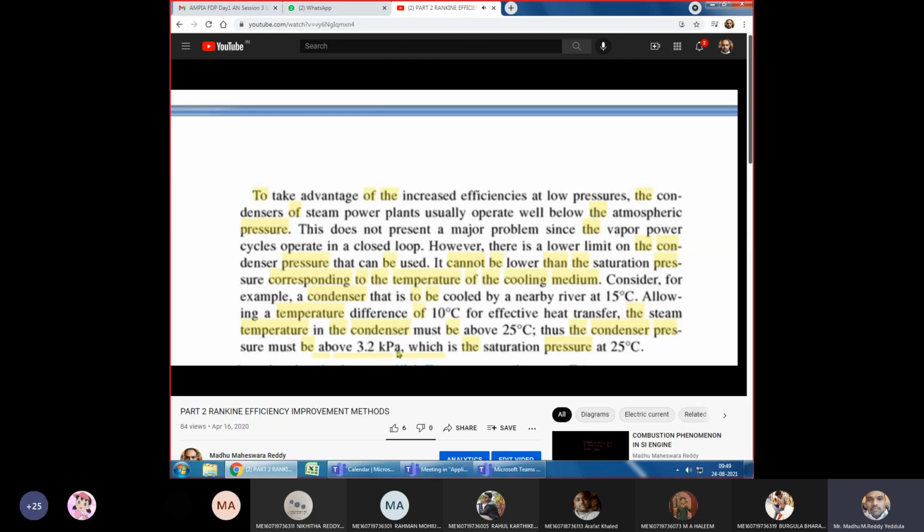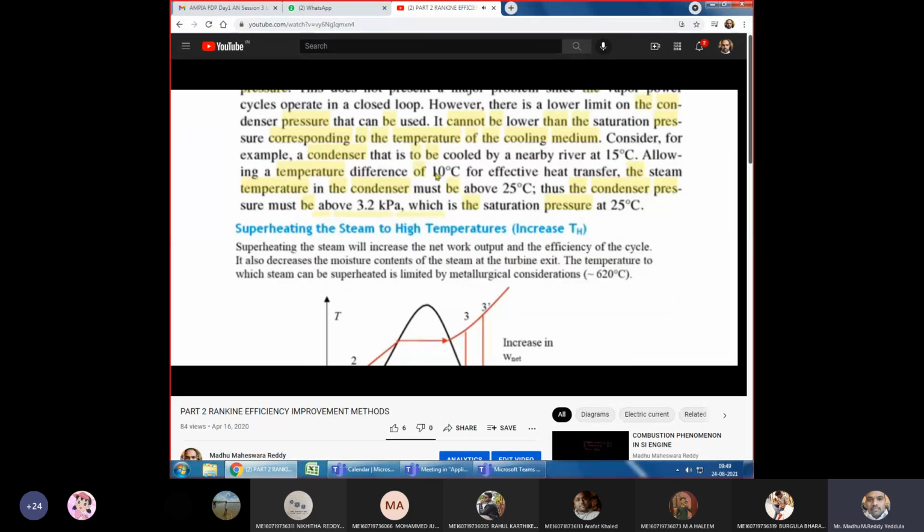The pressure should not fall below this value, because there is a limit that the pressure of the exit steam should not fall below the saturation pressure of the liquid we are using. Then only the heat transfer will take place. That is the first one, lowering the condenser pressure.